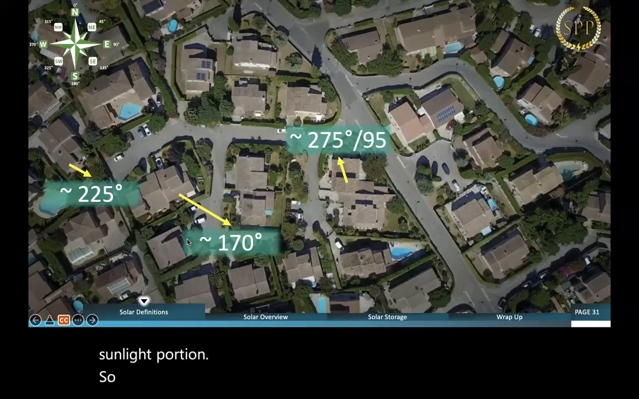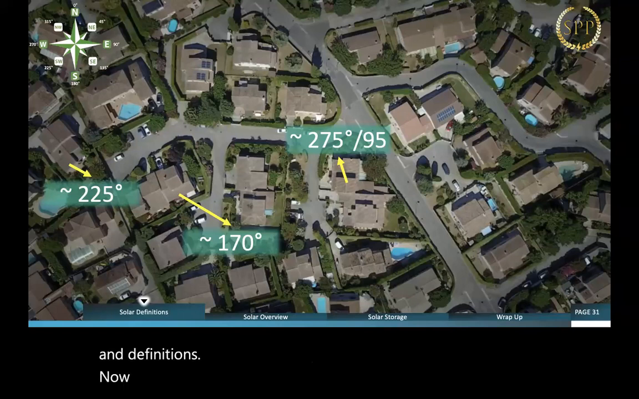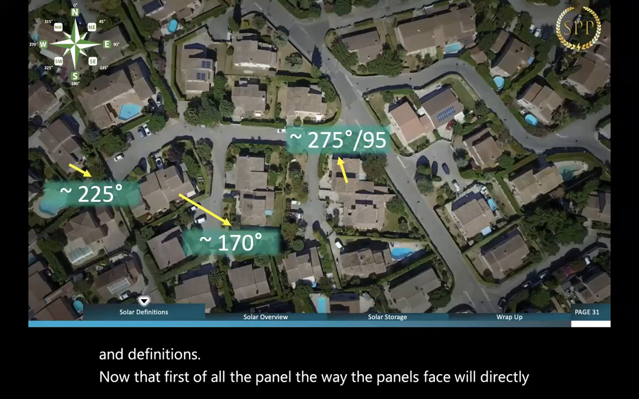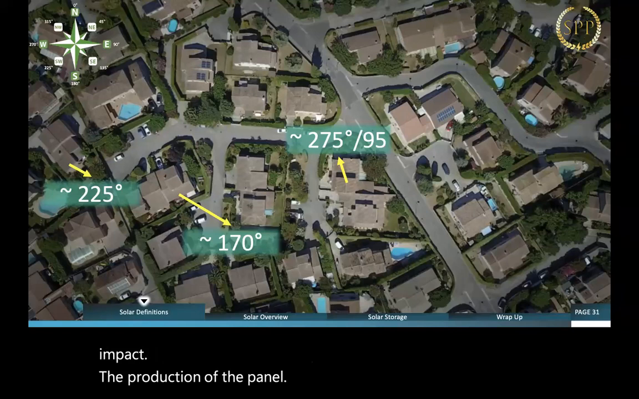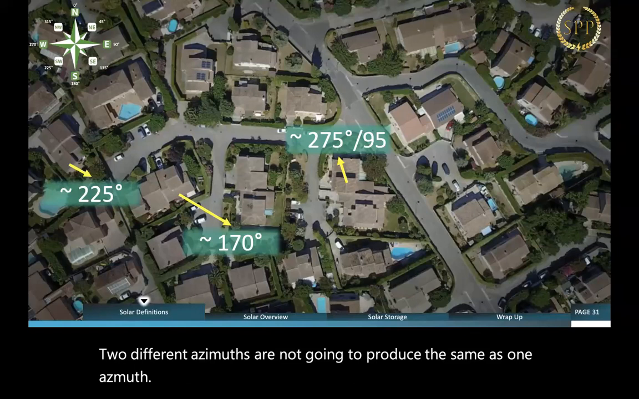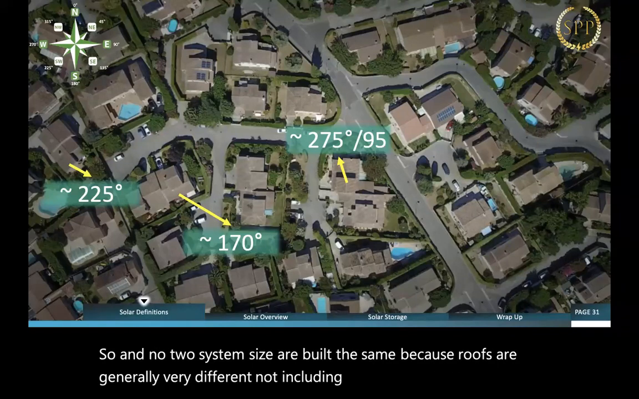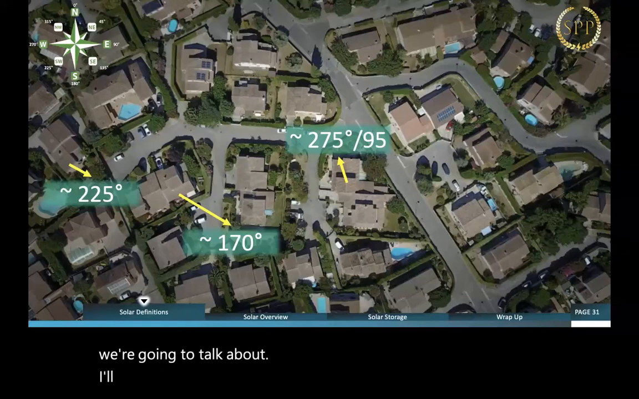Some more of this stuff, again, this is broken down into sections and definitions. Now that you know that, first of all, the way the panels face will directly impact the production of the panel, which is the azimuth. Two different azimuths are not going to produce the same as one azimuth. And no two system sizes are built the same because roofs are generally very different, not including all these other things that we're going to talk about. I'll show you guys how this works in the mathematical sense in a little bit.